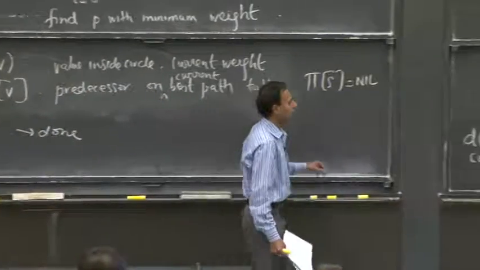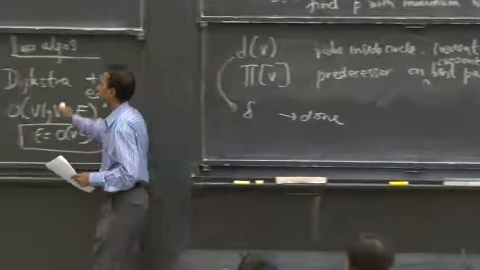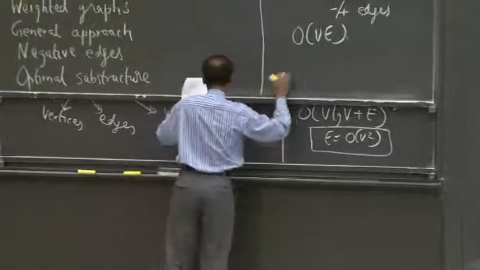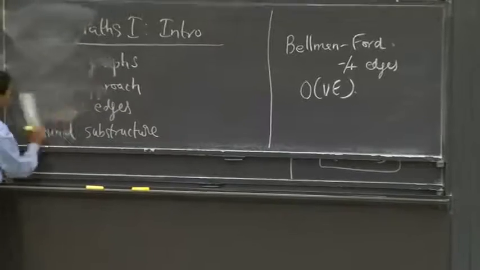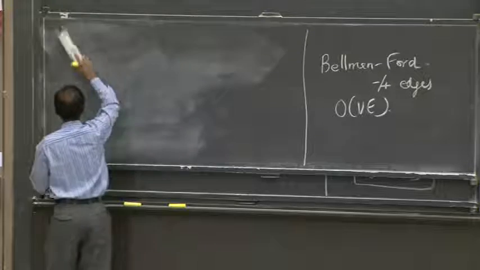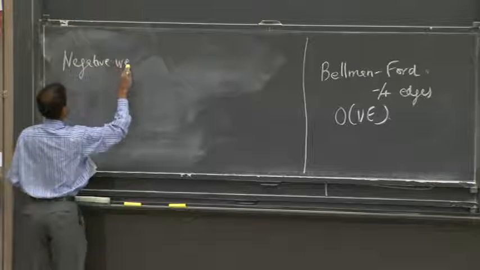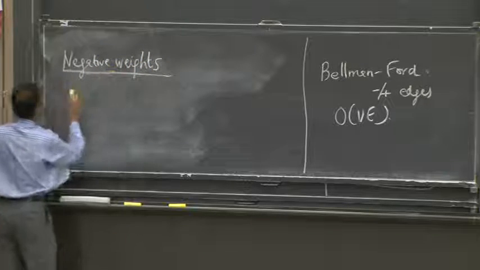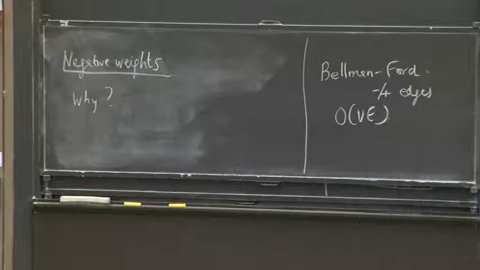So that's the setup. The last complication I want to talk about here is negative weights. I think it's appropriate to talk about it when we have Bellman-Ford up here, which is really the general algorithm. So the first question is, why? Why do these things exist, other than making our lives more difficult? Give me an example: what is the motivation for a graph with negative weights?